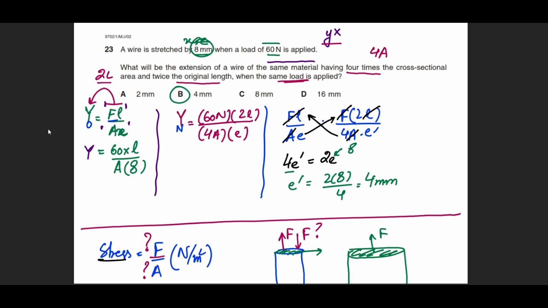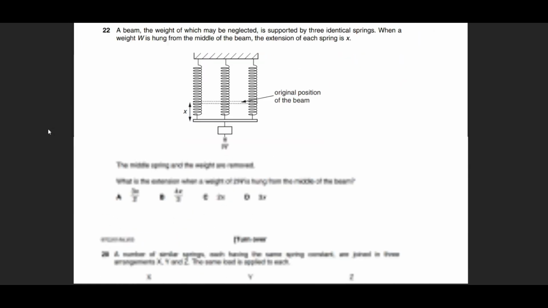You can also try the ratio method, that if, let's say, force was not changed, length was increased, and cross-sectional area was decreased, then what should happen to the extension? That's your choice. You can do it that way as well, but I'm going to show the method that is actually foolproof. Anyone can understand this. Let's move to the next question.